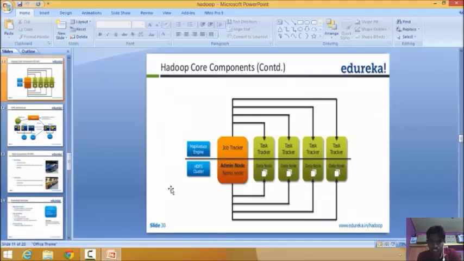Let us concentrate here. We are going somewhat deep into the Hadoop distributed file system. See here, MapReduce engine, HDFS cluster. Please concentrate here. You are seeing something called job tracker, task tracker, admin node, name node, data node. What is this?